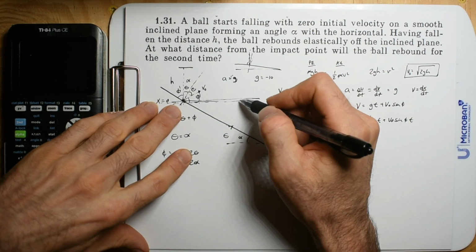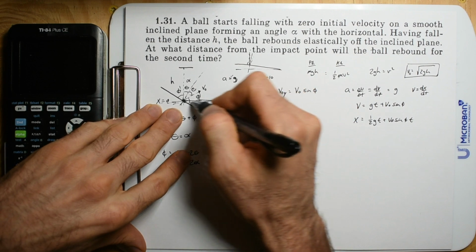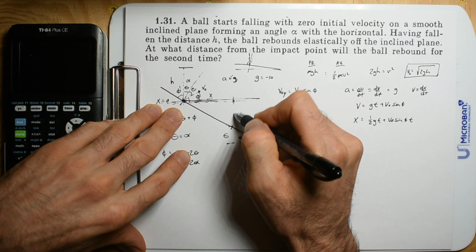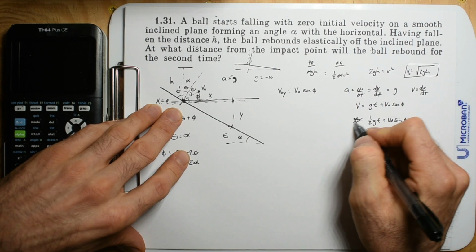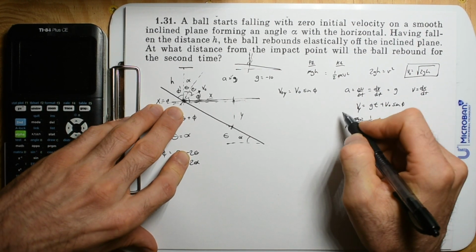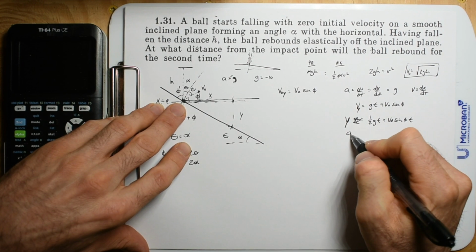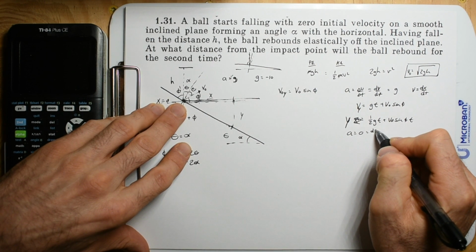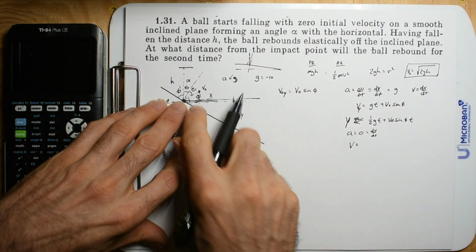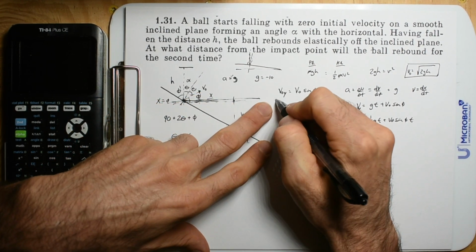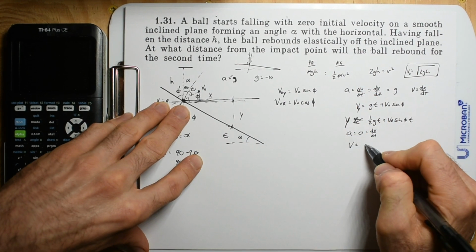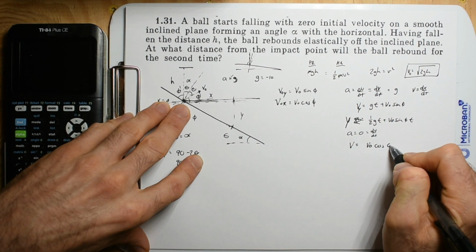At what distance from the impact point will the ball rebound for the second time? So that distance is going to have an x component this way, and then a y component this way. This is the y direction. This is velocity in the y. So you do the same thing in the x. Acceleration is 0, equal to dv dt. Get an equation for velocity. That's just going to equal the initial velocity in the x. Velocity in the x is v naught cosine phi.